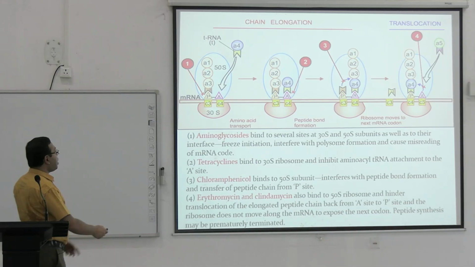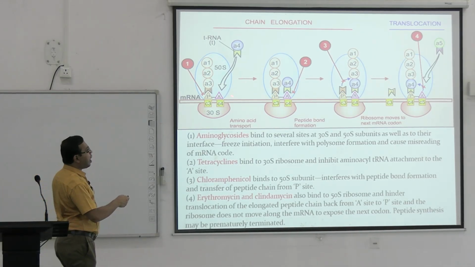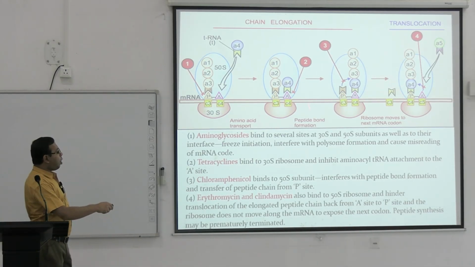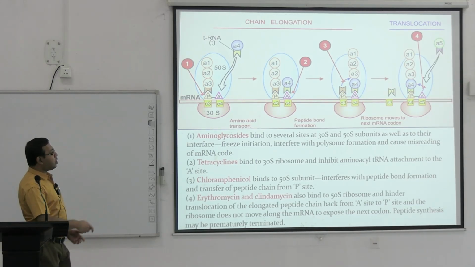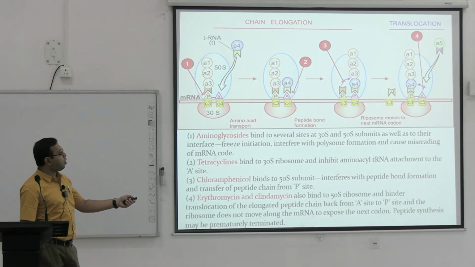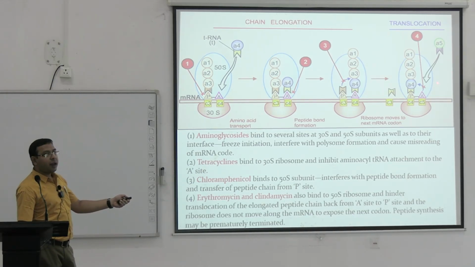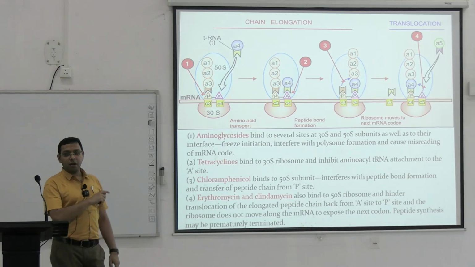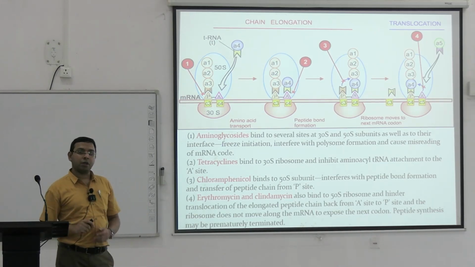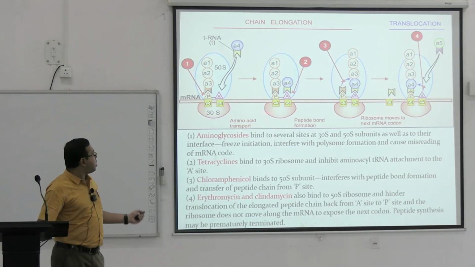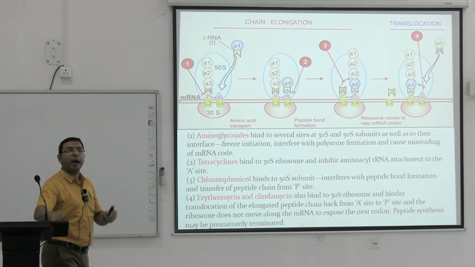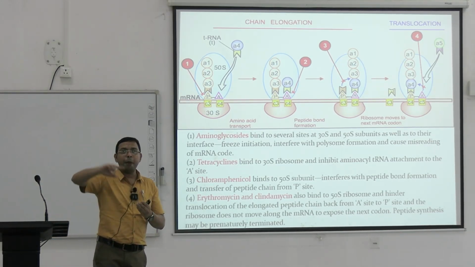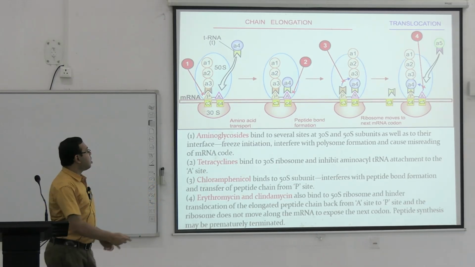Next, we will read about the macrolides and clindamycin. They bind to the 50S ribosomal subunit, and they hinder the transfer, again the back transfer, of this peptide chain from the acceptor site to the peptidyl site. These steps are already done in biochemistry, so you can revise this. So it is clear. The aminoacyl tRNA has to carry the amino acid so that the peptide chain will elongate. So this is the step.